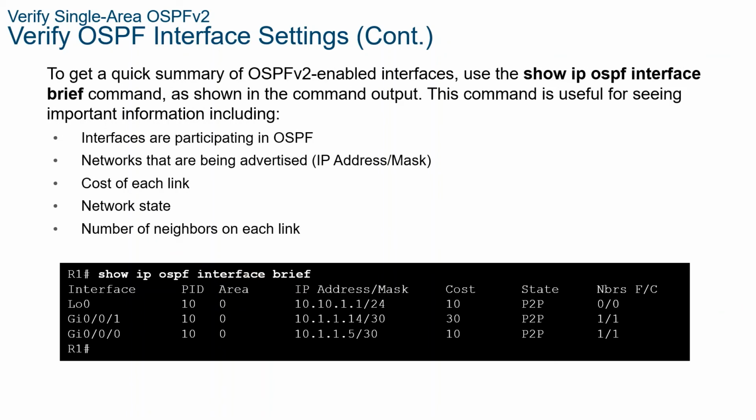Okay. Now, to get a quick summary of OSPF version 2 enabled interfaces, use the show ip ospf interface brief command. So as you see here, this command is useful for seeing the important information, including the following: the interfaces participating in OSPF, networks that are being advertised, IP address, mask, cost of each link, right? So network state and number of neighbors on each link.